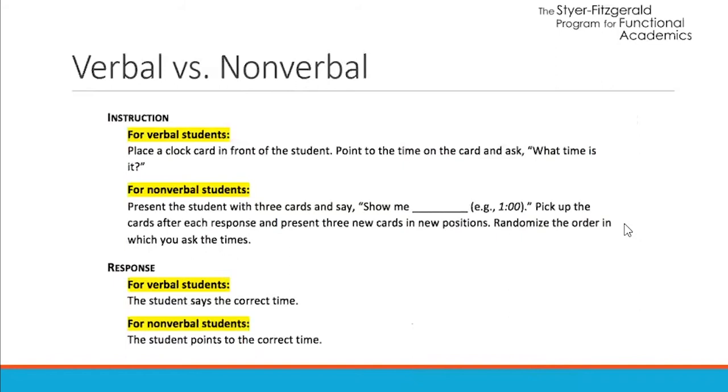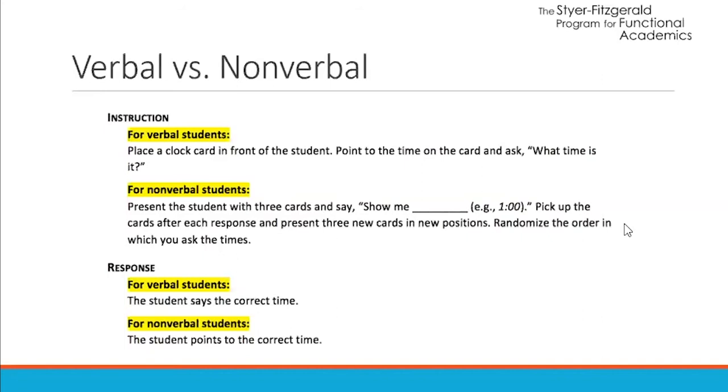So when we're looking at this slide, the highlighted areas for instruction on this one, for a verbal student, you're going to place a clock card in front of the student, point to the time on the card and ask, what time is it? For nonverbal students, for the same skill, you're going to present the student with 3 cards and say, show me 1 o'clock.